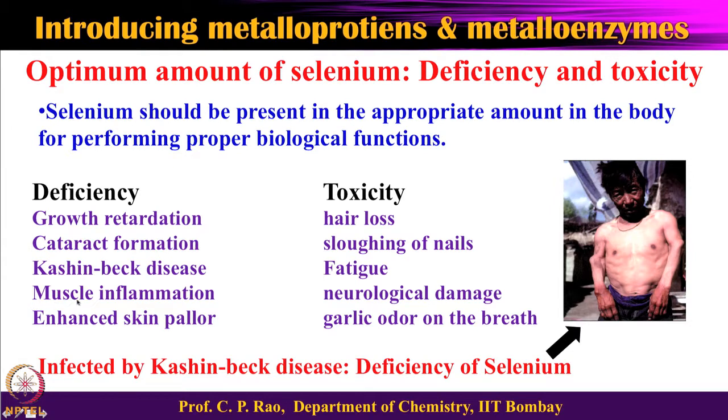This is Keshan disease. Keshan disease is nothing but a kind of bone-shrinking problem. There is muscle inflammation and enhanced skin pallor. Because of this, you could see the person's joints and the bone, and basically everything shrinks.